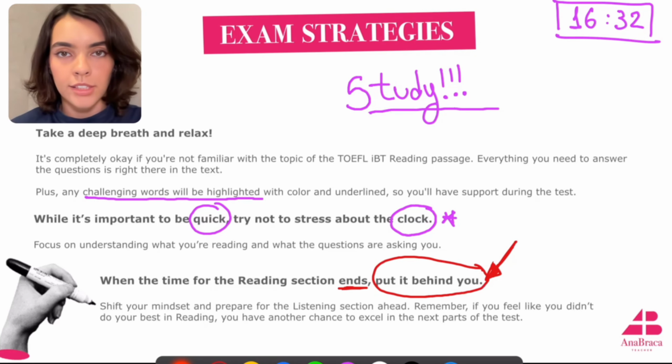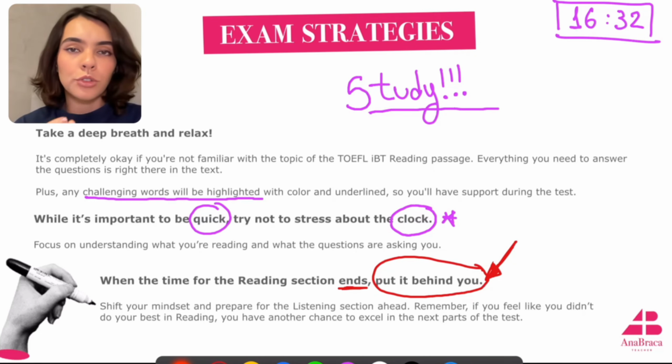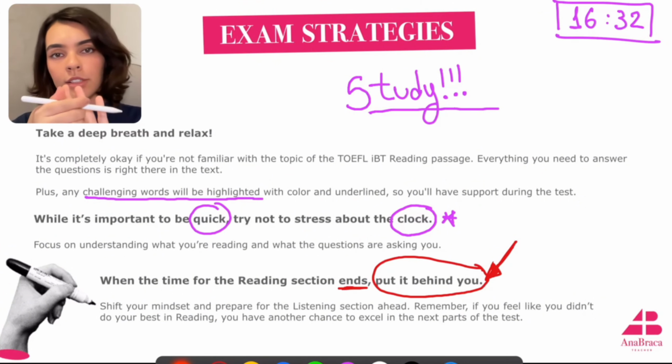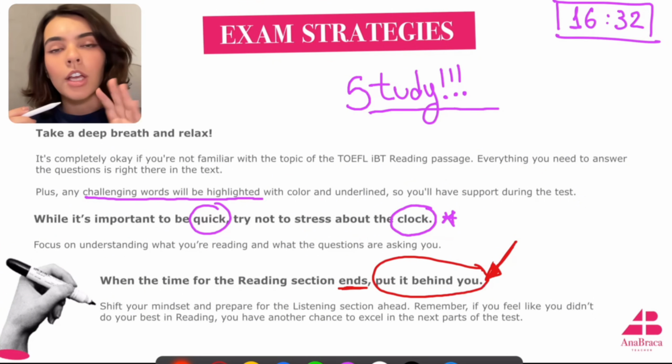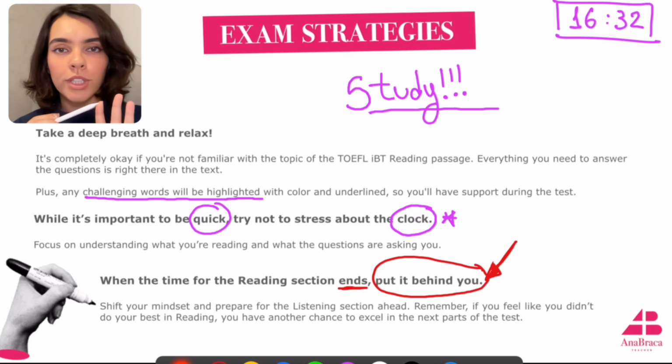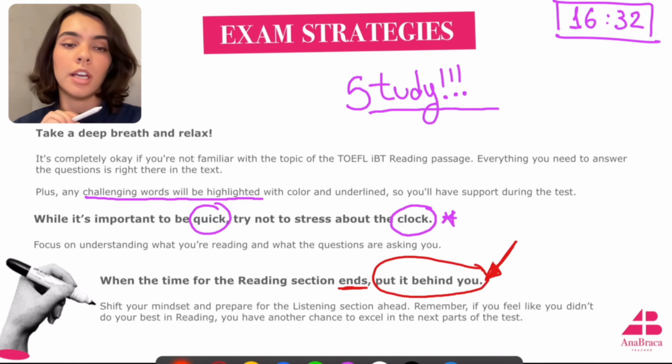In the TOEFL test, as you already know, it is divided into 4 parts. You are not doing one test, you are doing 4 tests, okay? When you finish the reading, forget about the reading and go to the listening. When you finish the listening, forget about the listening and go to the speaking. When you finish the speaking, forget about the speaking and go to the writing. When you finish the writing, the test is over, you can do whatever you want.